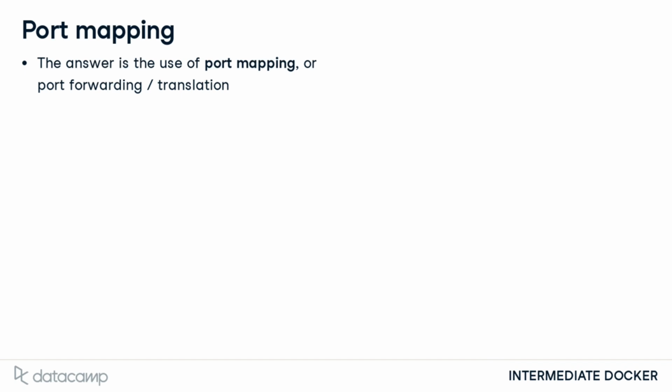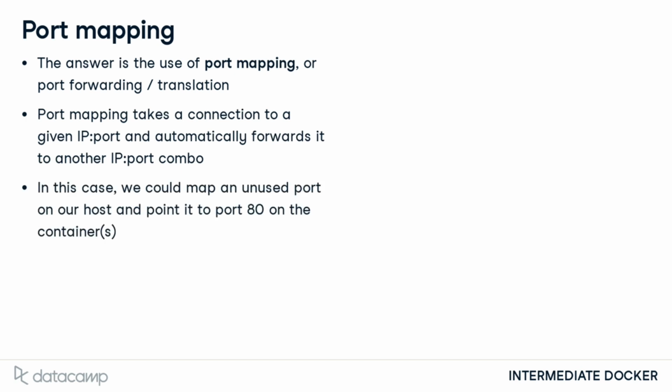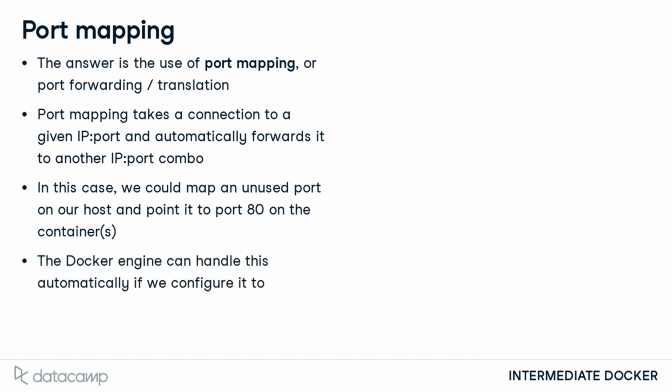The answer to our problem is port mapping, sometimes called port forwarding or translation. Port mapping takes a connection to a given IP port combo and automatically forwards it to another IP port combo. In this instance, we can map an unused port or ports on our host and point it to port 80 on the containers. The Docker engine can handle this for us automatically with a command line option we'll mention in a moment.